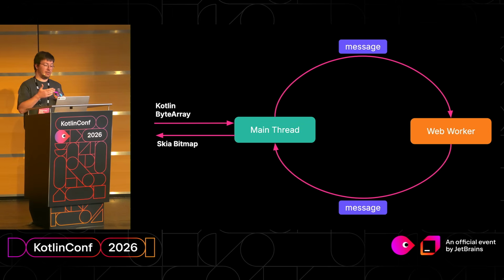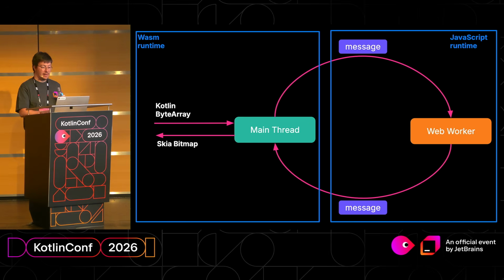As an input, we have a Kotlin byte array, right? These are the bytes of our file. Then we pass it to the web worker. The web worker processes it, and we convert it back to a Skia bitmap. But the thing is that there are two different worlds, two different runtimes. Our Compose application works in a Wasm runtime, and Skia, of course, works as a Wasm binary. But the web worker lives in a JavaScript runtime. And it means that we have to cross the border between two worlds.